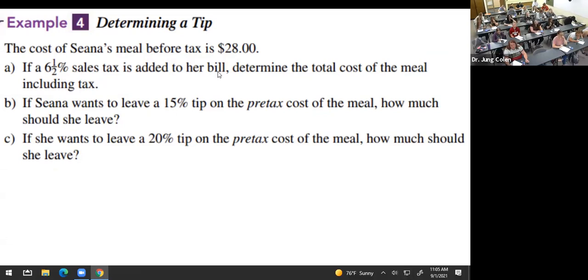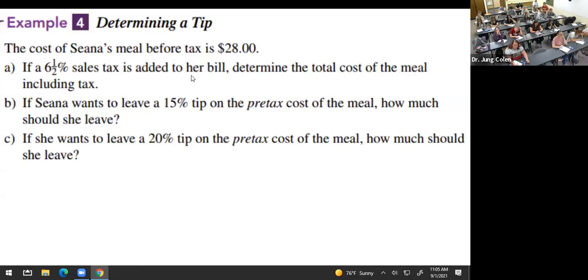meal including tax. And that's even before you add your tip, right? So if you eat the meal, and it says $28, that's not all you're paying, right? You need to pay tax on top of that, and also you're giving a tip to the server, right? You need to think about both of them. So let's think about the cost after we include tax.